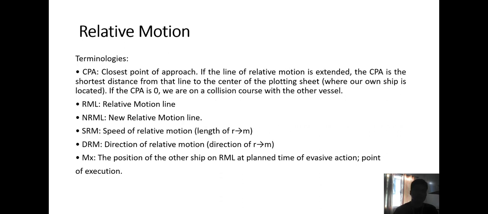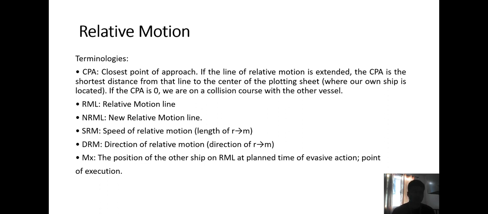Relative motion. We have the following terminologies. CPA, closest point of approach. If the line of relative motion is extended, the CPA is the shortest distance from that line to the center of the plotting sheet, where our own ship is located. If the CPA is 0 nautical miles, we are on a collision course with another vessel.